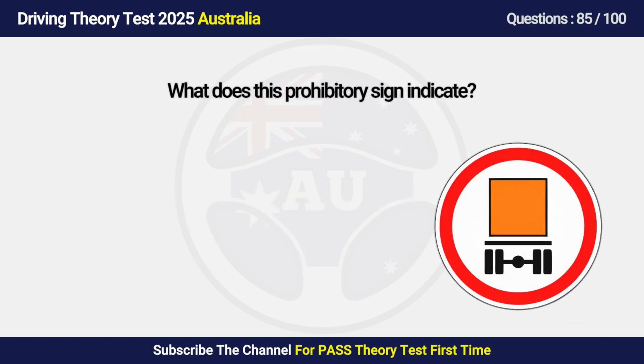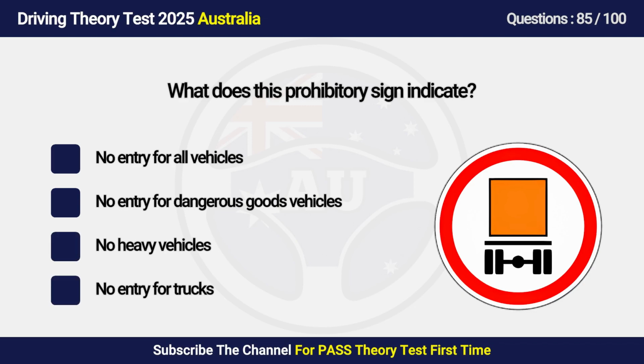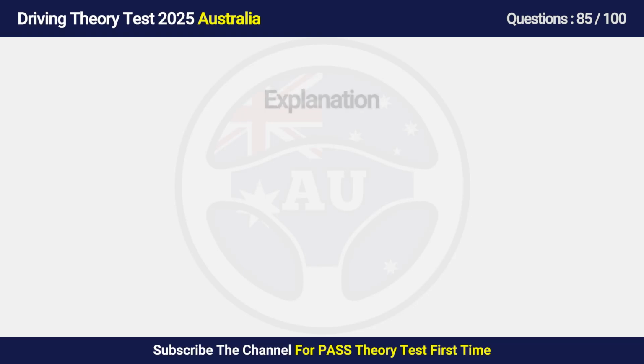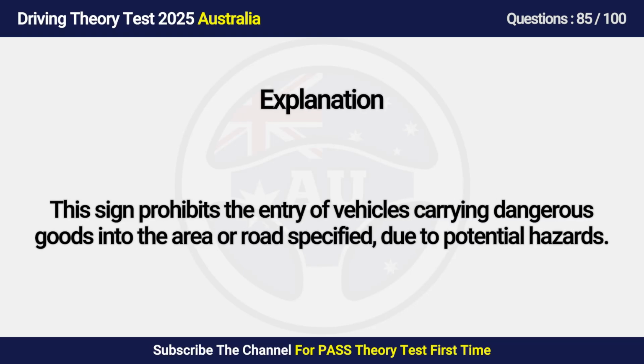Question 85. What does this prohibitory sign indicate? A. No entry for all vehicles. B. No entry for dangerous goods vehicles. C. No heavy vehicles. D. No entry for trucks. Answer is B. No entry for dangerous goods vehicles. This sign prohibits the entry of vehicles carrying dangerous goods into the area or road due to potential hazards.